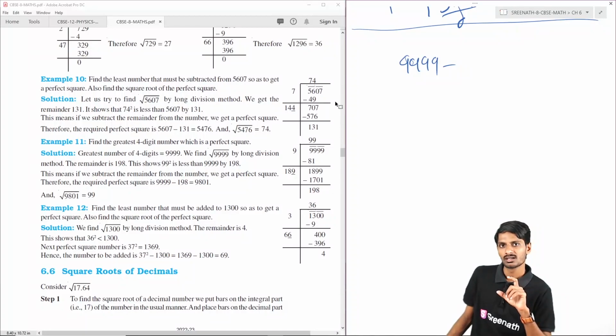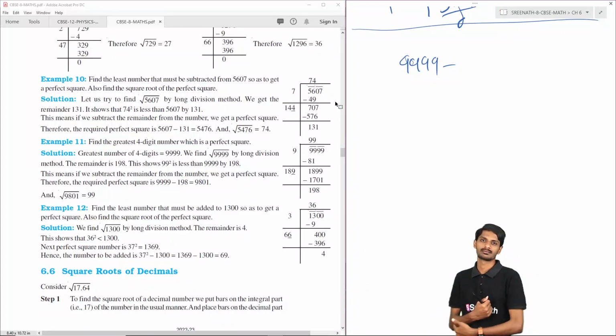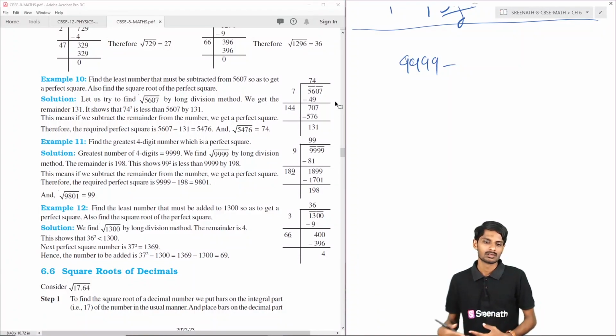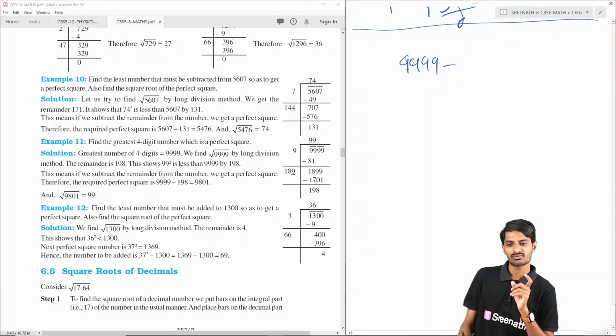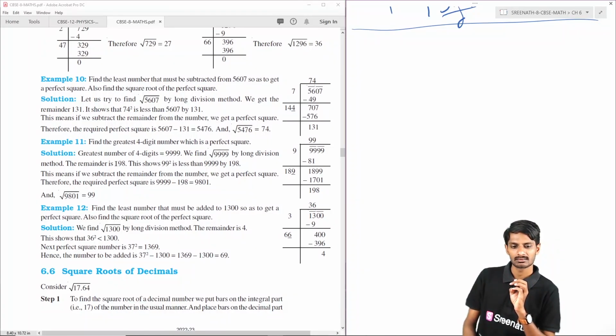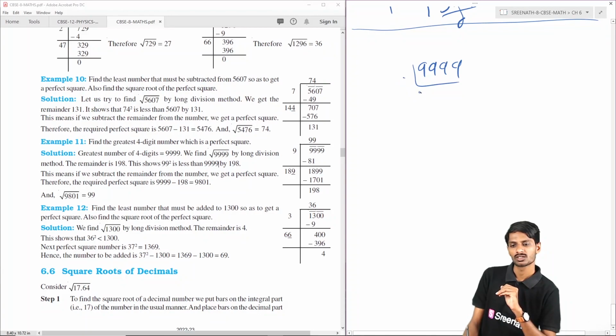In a perfect square, all the factors are repeated. So find out the prime factors for this, or we find the root of 9999 by the long division method, and you will get the remainder 198. This shows that 99 square is less than 9999 by 198. So by doing this method, students, either by the prime factorization method or by the division method, you can do it.